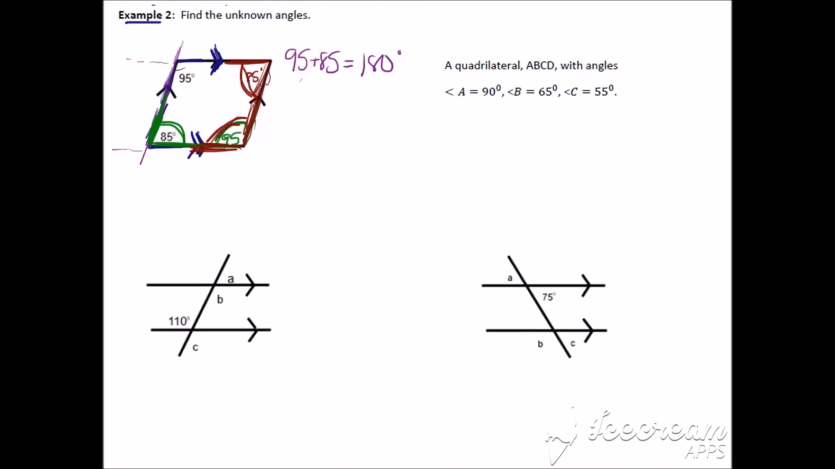Okay, just want to take note, opposite angles here. So 95 and 95, and then 85 and 85. This is a parallelogram. So opposite angles in a parallelogram are equivalent.